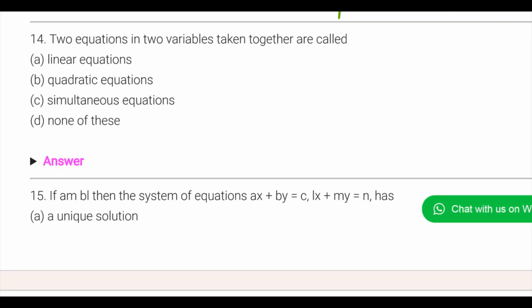Two equations in two variables taken together are called as... So the chapter name itself is the pair of linear equations in two variables. So whenever we take two equations, they are called simultaneous equations.